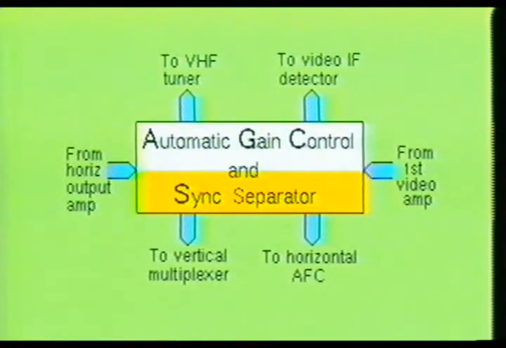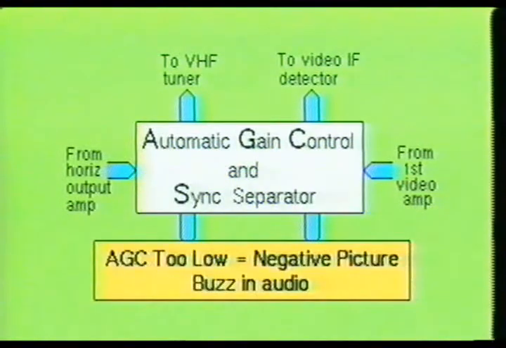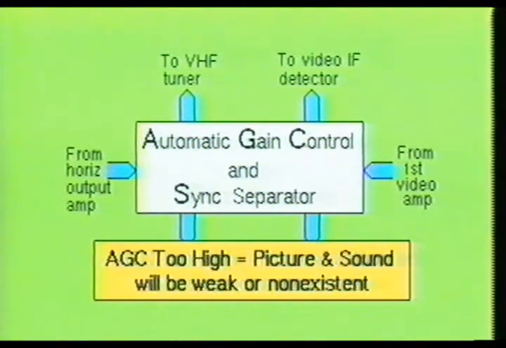The sync separator portion of this stage is designed to remove the sync pulses from the composite video signal. These sync pulses are then used as timing signals and are fed into the vertical and horizontal deflection circuits. If the AGC signal is too low, a negative picture may appear, as well as a buzzing sound in the audio output. If the AGC signal is too high, the video image and sound may be weak or non-existent.